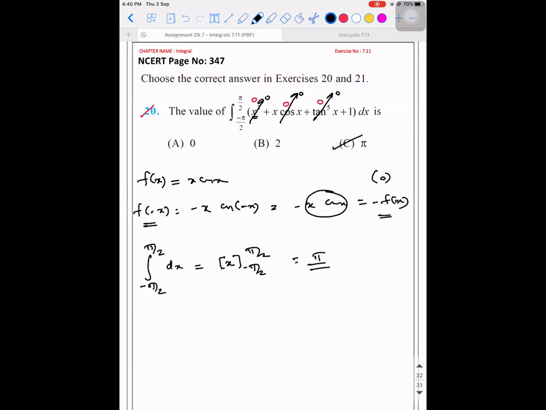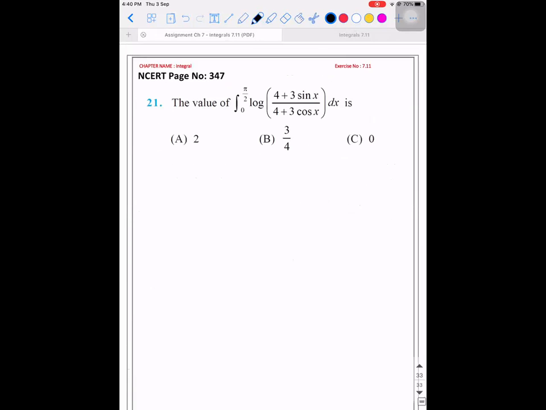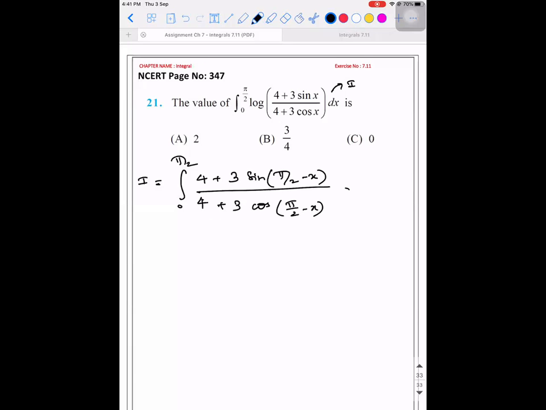Okay. So there is one last problem that is left out. We'll finish it off. So 20th. Now tell me how to do integral of 0 to a f of x dx. So this is I. So I will be equal to integral of 0 to a f of a minus x, (4 plus 3) into sine of, cos of pi by 2 minus x dx.